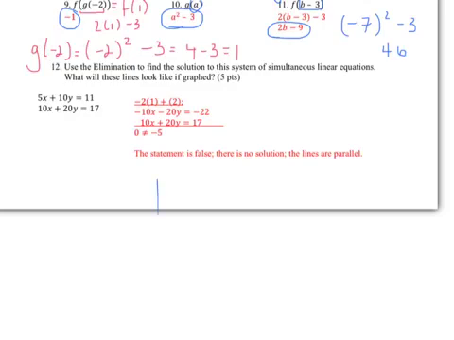these lines are indeed parallel. Please remember that lines that are parallel will never intersect, and therefore there will never be a solution, because the intersection is a representation of the solution to the system of linear equations.